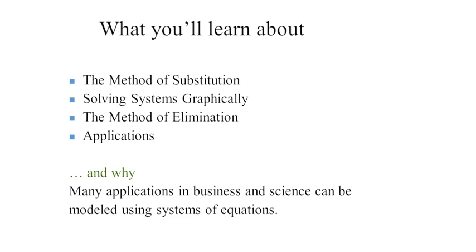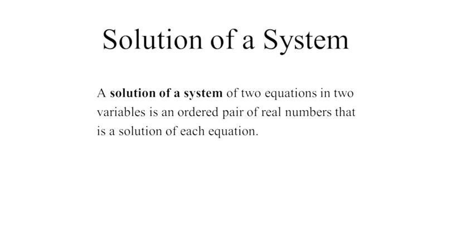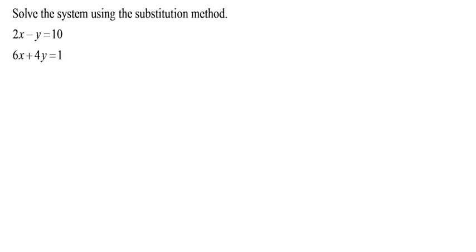So in this lesson, we're going to talk about the substitution method, the graphing method, and the method of elimination, which is also known as linear combinations, and then we'll apply them to a few application problems. The solution of a system is simply an ordered pair that is a solution of each equation. So if it's going to be a solution to the system, it must satisfy, or be a solution to, both equations. In this first example, we want to solve the system using the substitution method.